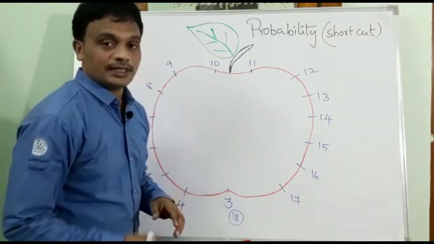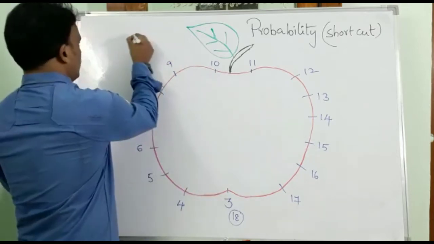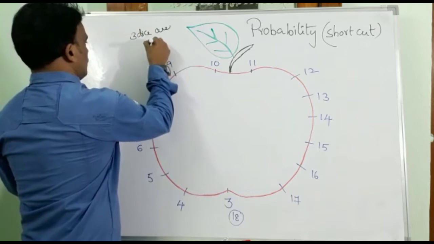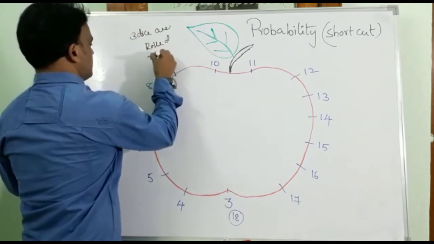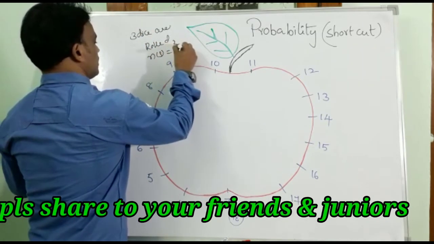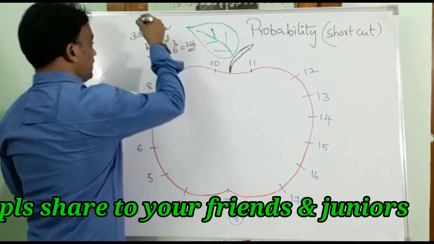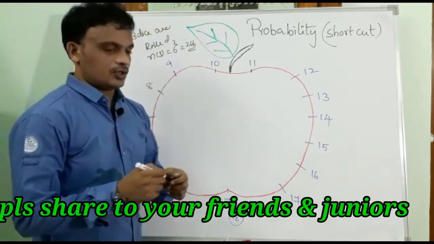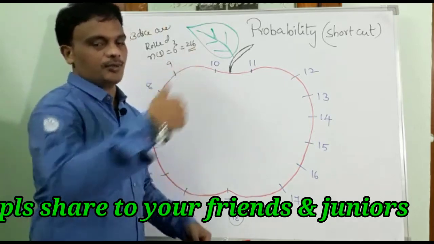First of all, when the three dice are rolled, what are the total possibilities? The sample space is 6 cube, 216, when fair dice are rolled. Total chances are 216. Then three numbers will appear.